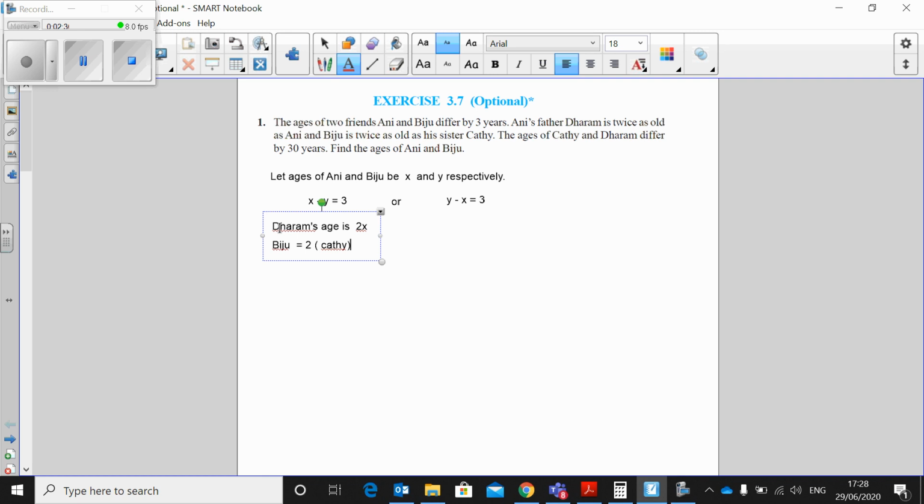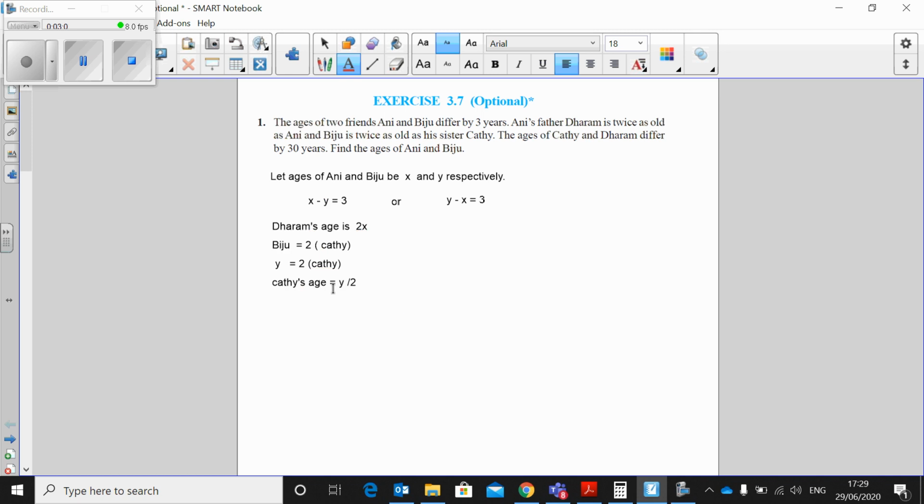Now we need to write Kathy's age in terms of Biju. Biju we have taken as Y. So Y is equal to 2 times Kathy. That means Kathy's age is Y by 2. Is it clear? So Kathy's age is Y by 2, Dharam's age is 2x. As we clearly know, it is mentioned as father Dharam, so he is elder than Kathy. Now the ages of Kathy and Dharam differ by 30 years.